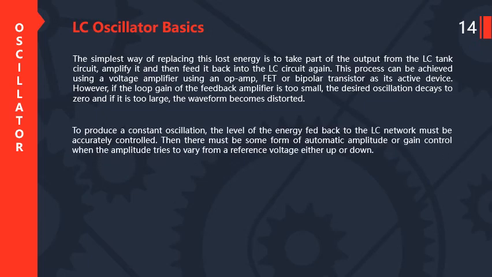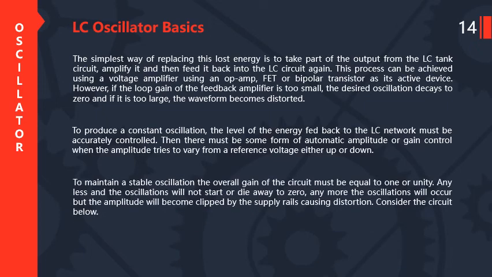To produce a constant oscillation, the level of the energy feedback to the LC network must be accurately controlled. Then there must be some form of automatic amplitude or gain control when the amplitude tries to vary from a reference voltage either up or down. To maintain a stable oscillation, the overall gain of the circuit must be equal to 1 or unity. Any less and the oscillations will not start or will die away to zero. Any more, the oscillation will occur but the amplitude will become clipped by the supply rails, causing distortion. Consider the circuit below.